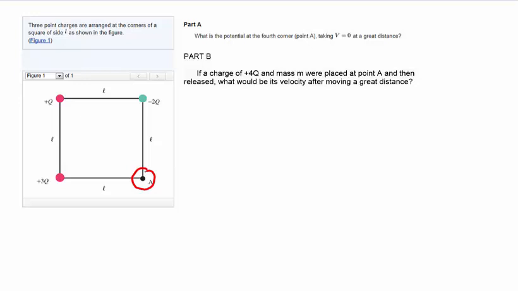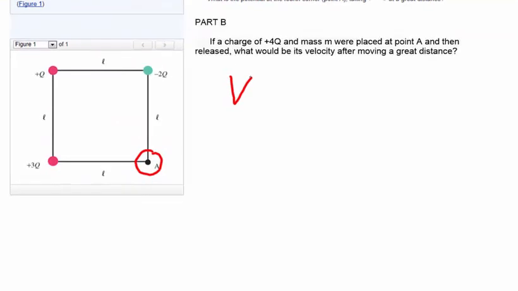This problem would be extremely tedious if we were asked to calculate electric field at the point A. However, we are asked instead to calculate electric potential. The significant difference between field and potential is that electric potential is a scalar quantity, and so we simply add amounts and we don't have to account for directions.